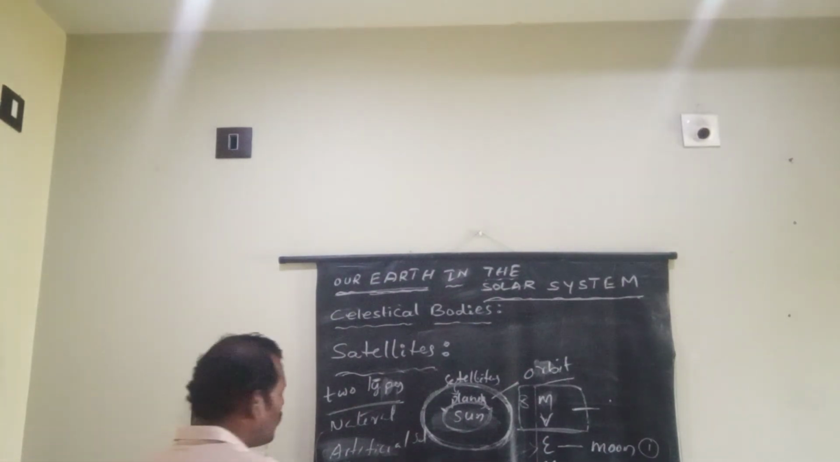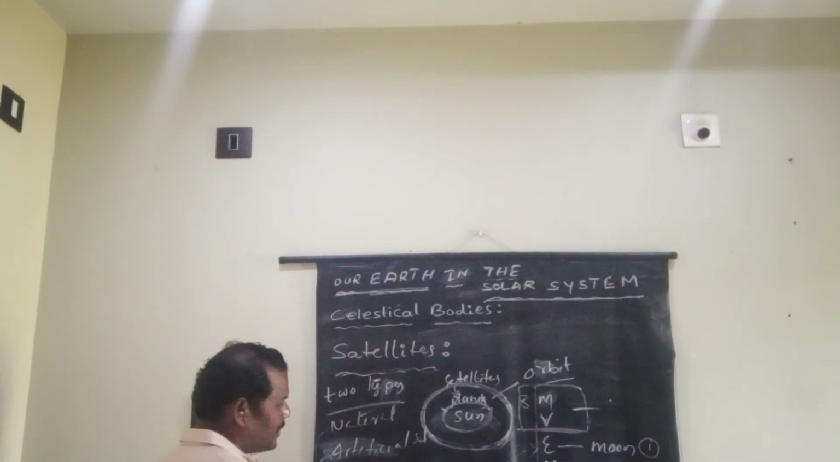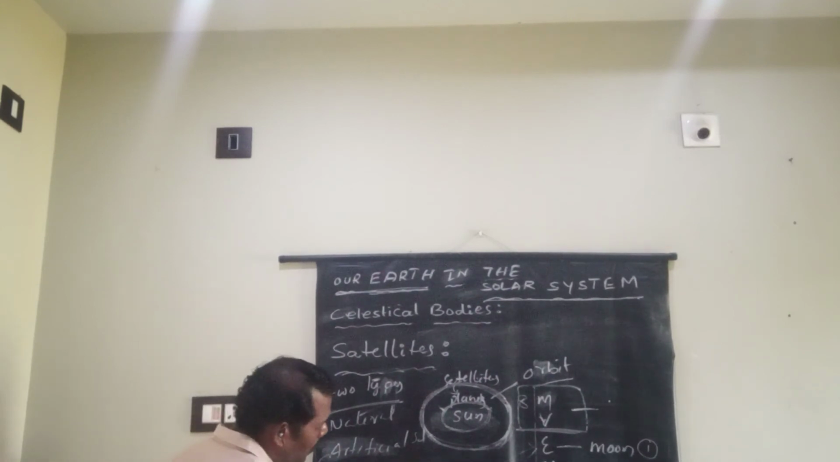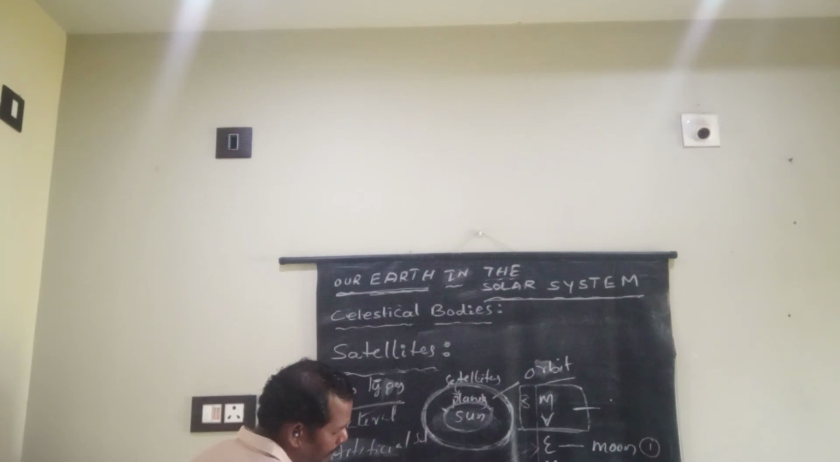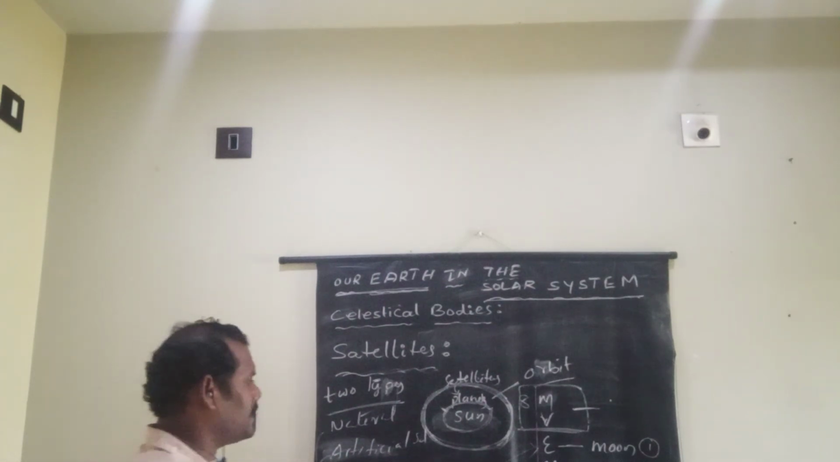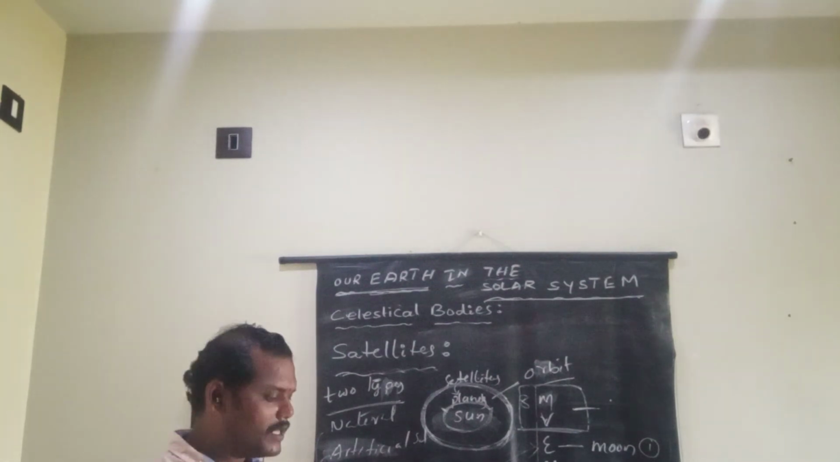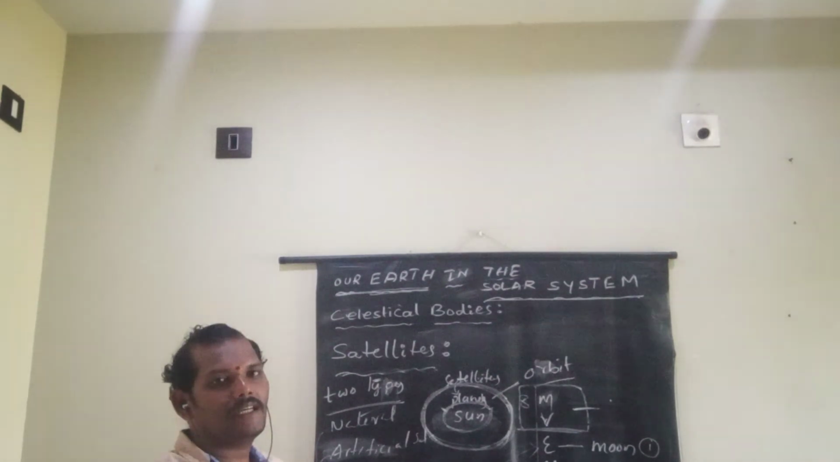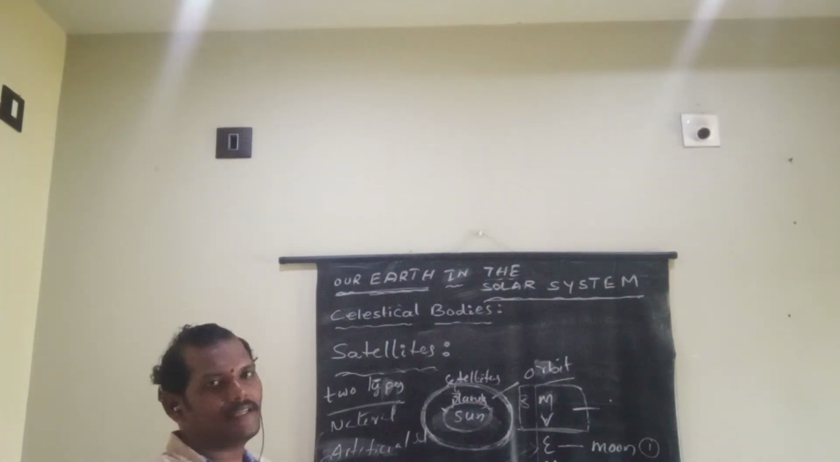And another one, artificial satellites. Artificial satellites are launched by humans. They are man-made satellites sent into space in a particular orbit. These are called artificial satellites.